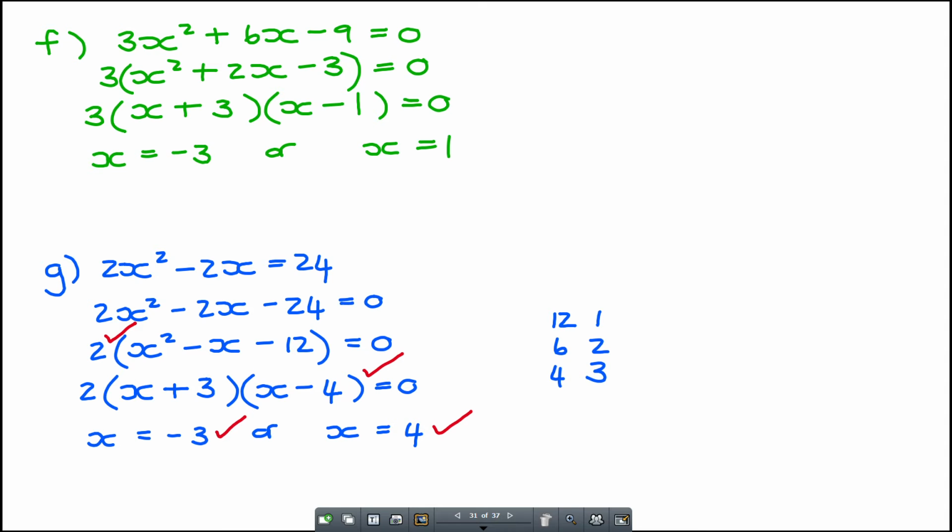Right, any questions at F or G? Right, quick, come on.